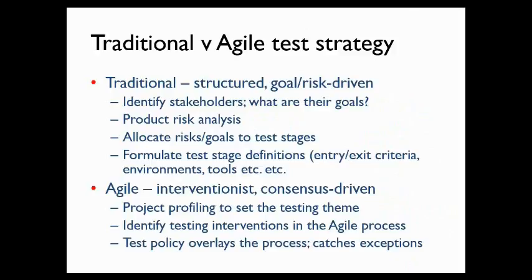So the way I'm going to present this is to look at how we can profile a project to, if you like, make choices overall on the testing theme and the nature of the agile or waterfall process. I want to look at the testing interventions that you could implement within your agile process, and then maybe think a little bit about policy that overlays the process, that catches the exceptions, that looks at the gaps, if you like, in the thinking.